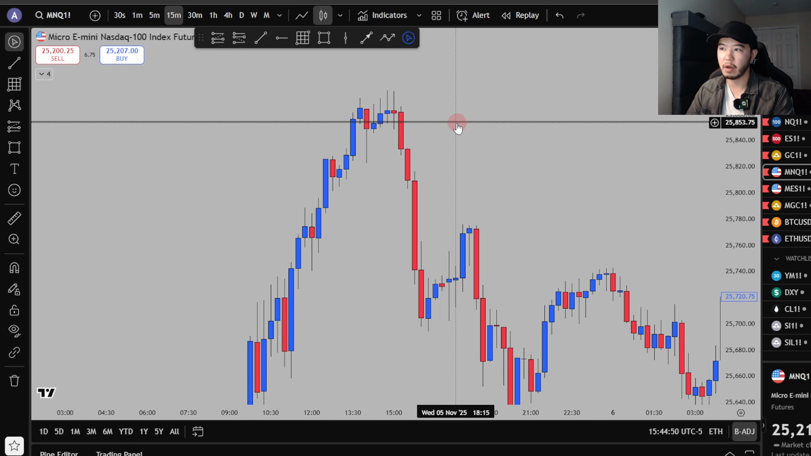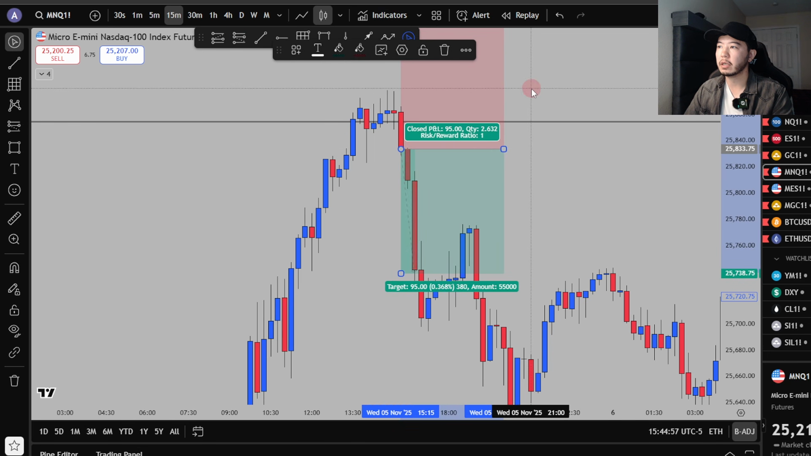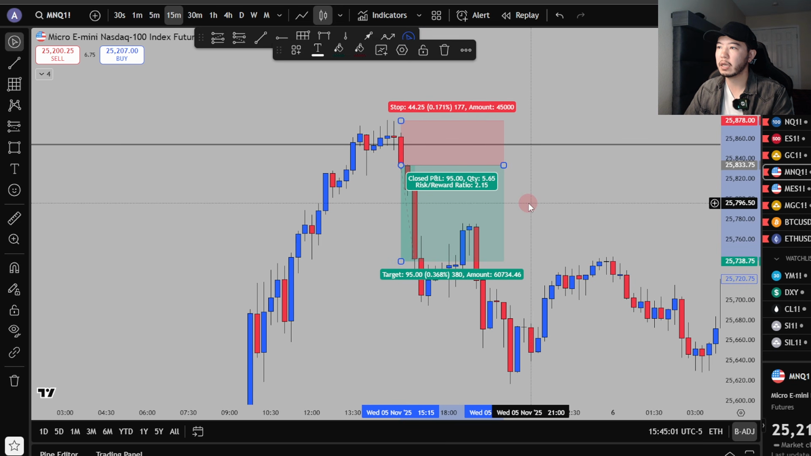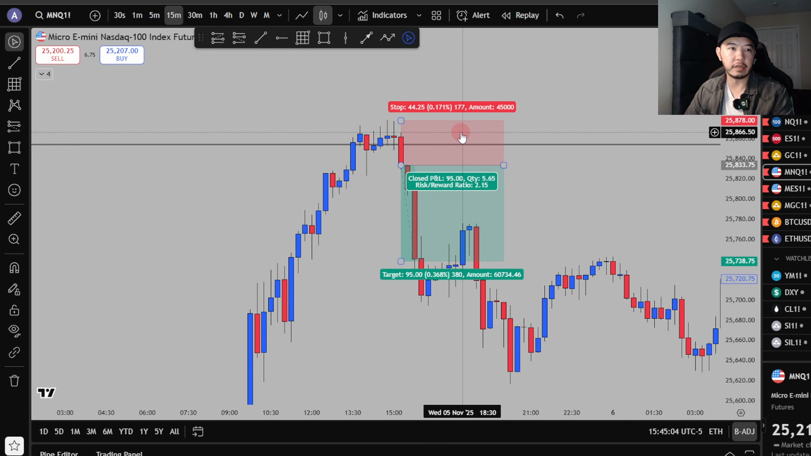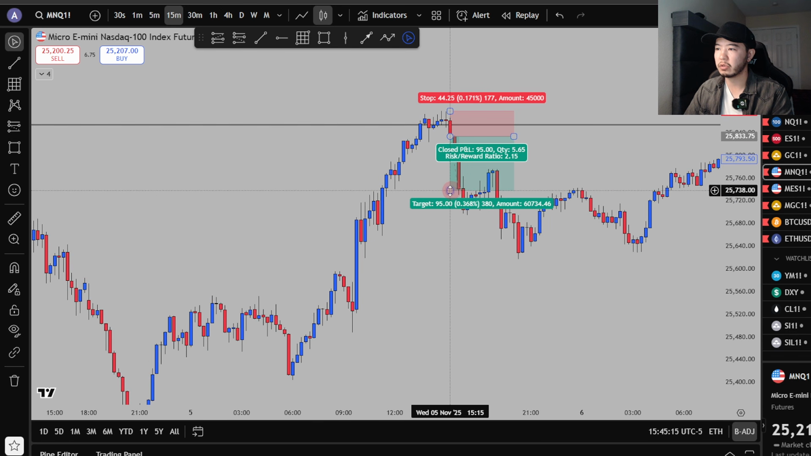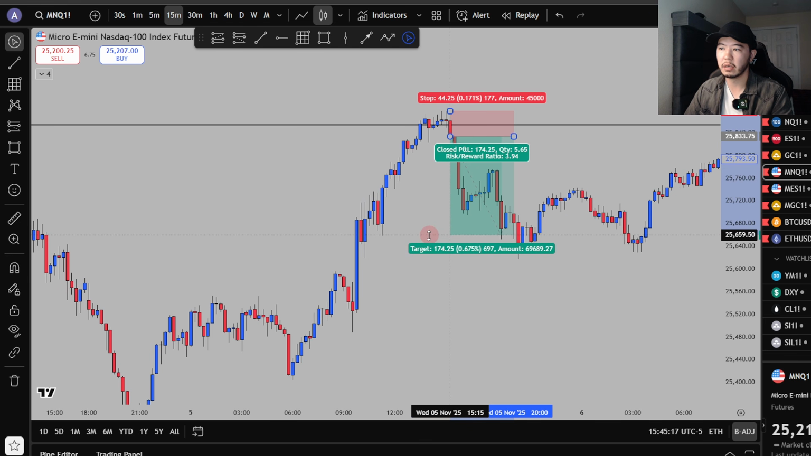So you have your two confluences, and it's pretty easy. You can just enter here, put your stop loss on the most recent swing high, which is only 177 ticks. So if you trade micros or even a mini, you're not gonna blow the account even at 177 ticks. And you just target the most recent swing high or swing low on that same entry model.